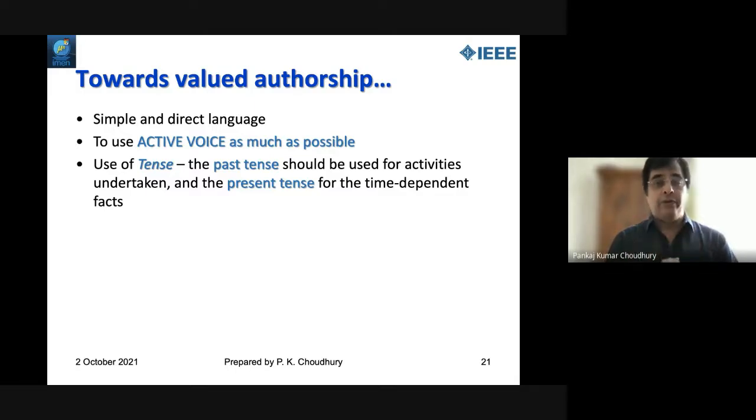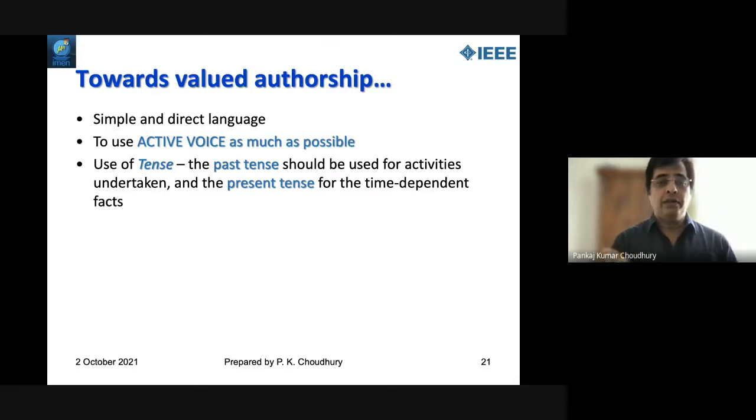It is better to use active voice. Passive voice should not be used. One should not write like "it was done" or "it has been done." You minimize the usage of that kind of language. You use active voice: we do, we take, like that.